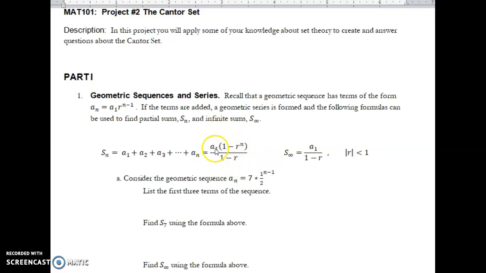This formula uses the first term, a sub 1. It uses r, the common ratio. Remember, that's the number that you are multiplying every single time. And it uses n, the number of terms that you're adding together.